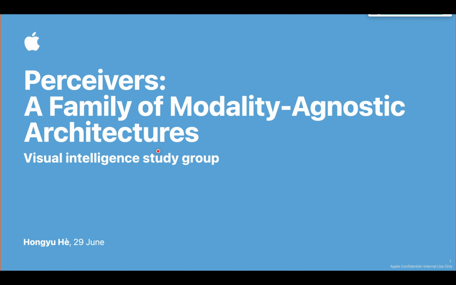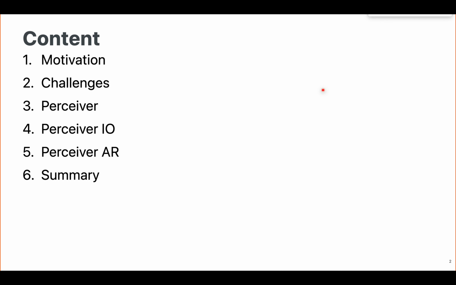So hello everyone. Today I'd like to talk about Perceivers, this kind of model, and I'd like to share what I've learned and why I feel this line of work is quite interesting and also relevant to what we are doing at Apple. So as the title implies, Perceivers are a family of modality-agnostic architectures. I will first talk about the motivation and the challenges we are facing. And then I will introduce Perceiver and its subsequent works, Perceiver IO, Perceiver AR, and I will summarize with some takeaways.